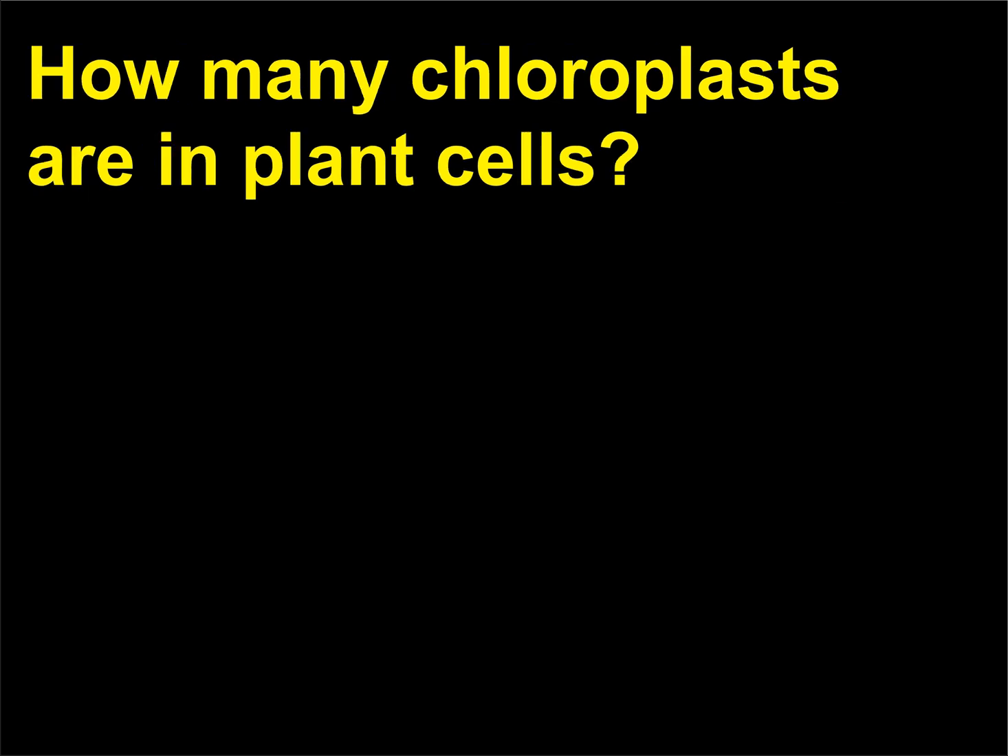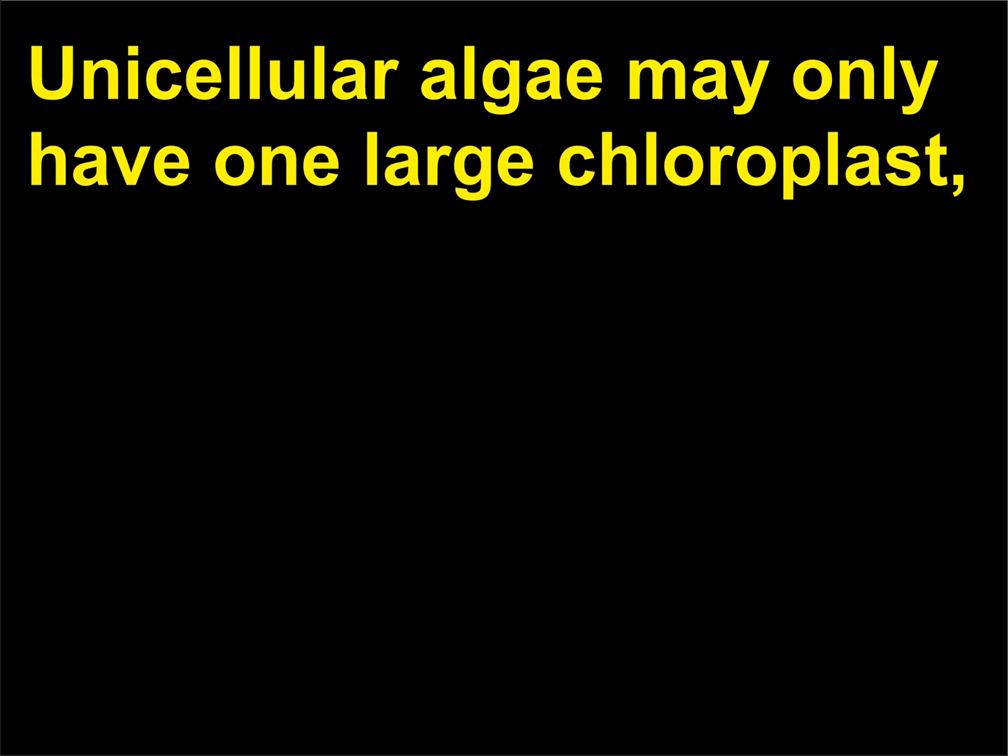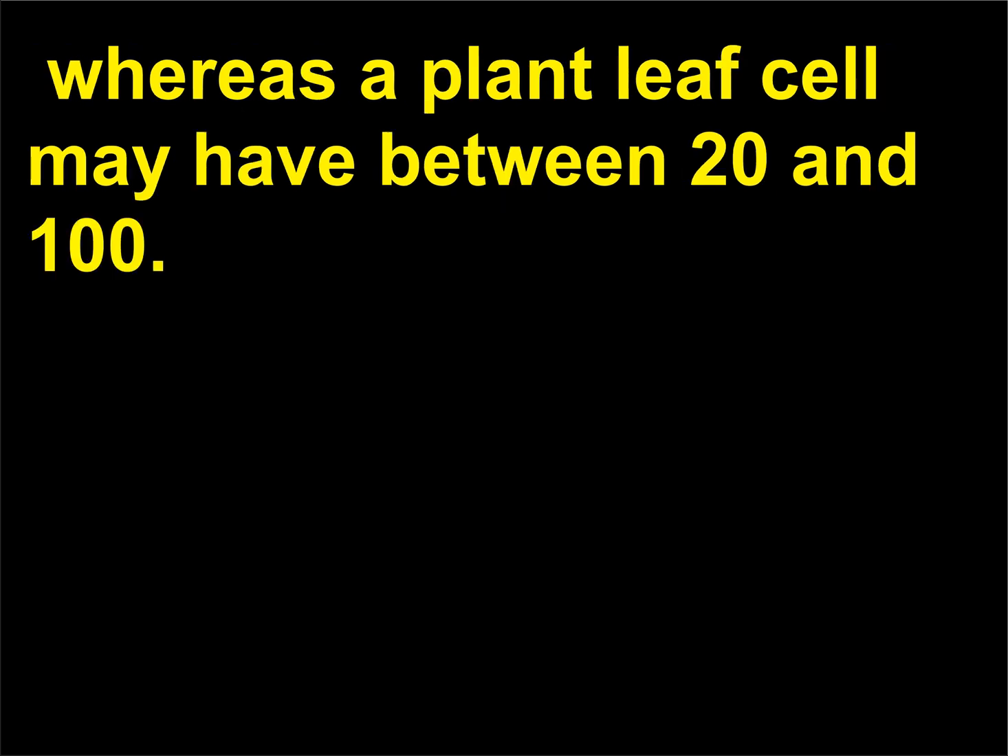How many chloroplasts are in plant cells? Unicellular algae may only have one large chloroplast, whereas a plant leaf cell may have between 20 and 100.